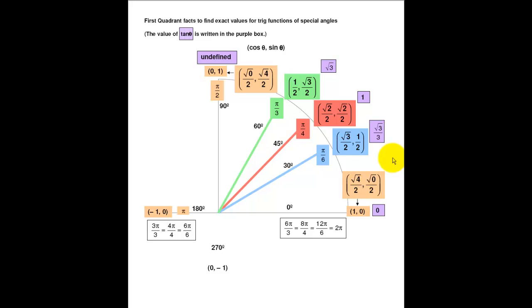Hello and welcome. This is a summary of the cosine, sine, and tangent of special angles for the first quadrant, with notes that help with the other quadrants.